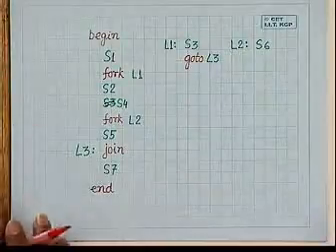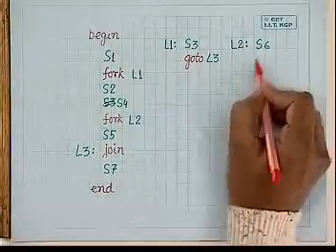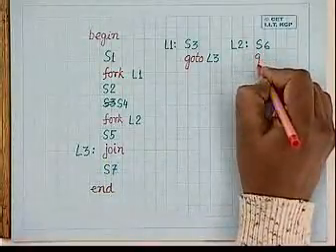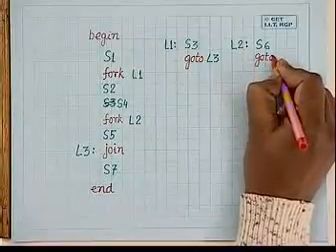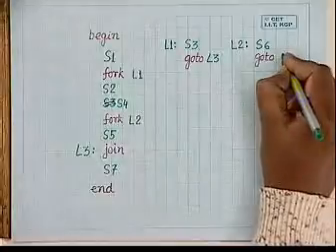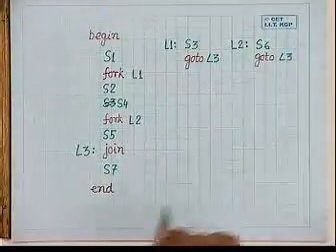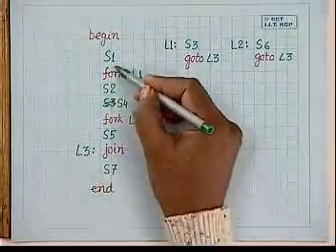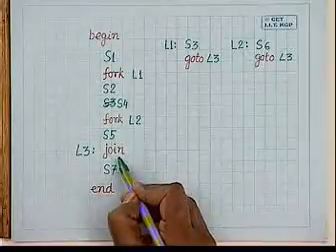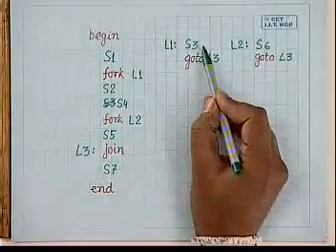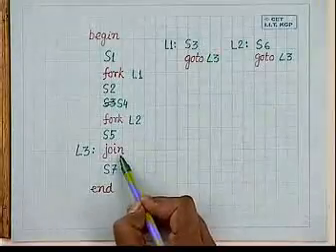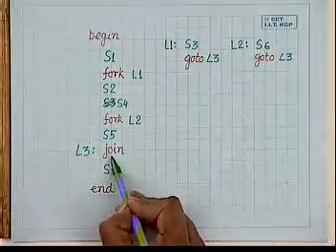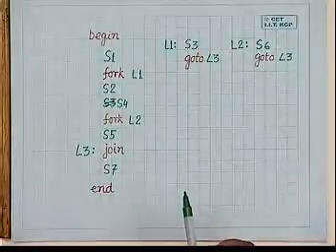Similarly, this process also has to come to L3 after completion of statement S6. So I'll also put here go to level L3 to execute the join statement. Now you find that the process which is continuing with S5 executes the join statement after completion of S5. The process executing S3 also executes the join statement after completion of S3. The process executing S6 also executes the join statement after completion of S6.